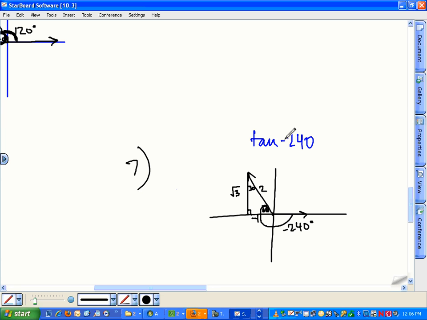So instead of taking the tangent of negative 240, let's talk about the tangent of its reference angle, 60 degrees. What's the definition of tangent? Remember, SOHCAHTOA. So it's opposite over adjacent. What does it mean to divide something by negative 1? Like, what's 5 divided by negative 1? It's negative 5, right? So the square root of 3 divided by negative 1 is really just what? Negative square root of 3.